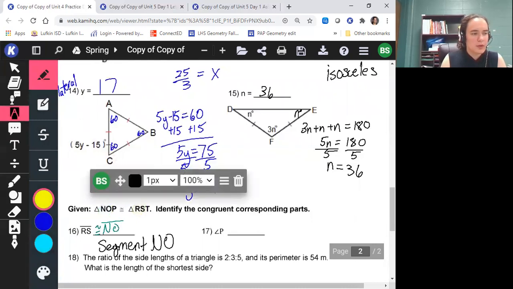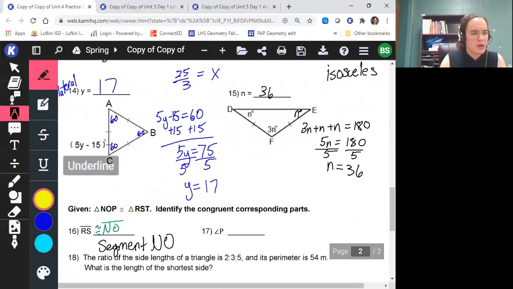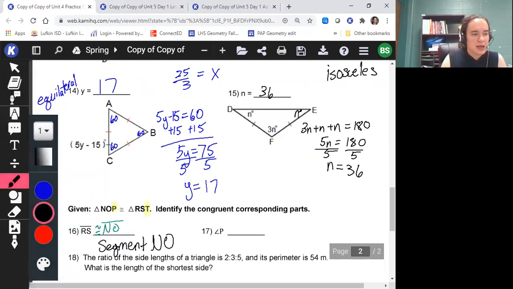Our next one, we're looking at angle P, which is the last letter in the first triangle, and the last letter in the second triangle is angle T. So angle P is congruent to angle T. Again, if you were typing this on a computer, you need to write out the word angle and then make sure you have a capital T.